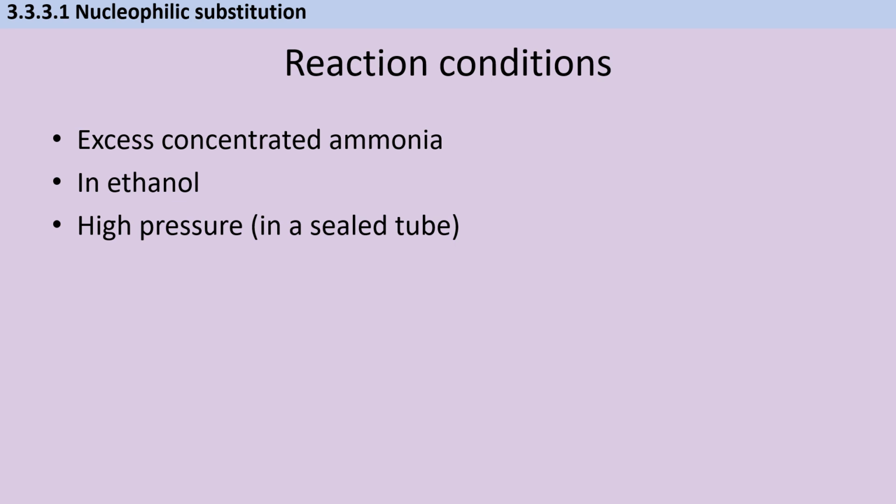It's also important that this is in ethanol rather than in water, because if you have water, then you'll just have some hydroxide ions in there and they will undergo the substitution instead. It's also important that this has to happen under very high pressure, and really the only way to do this is in a sealed tube. You can't heat the mixture under reflux because the ammonia would just escape up the condenser as a gas.